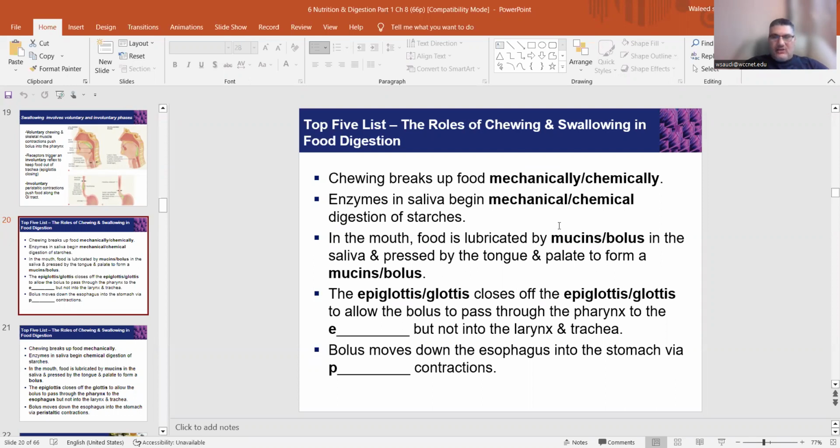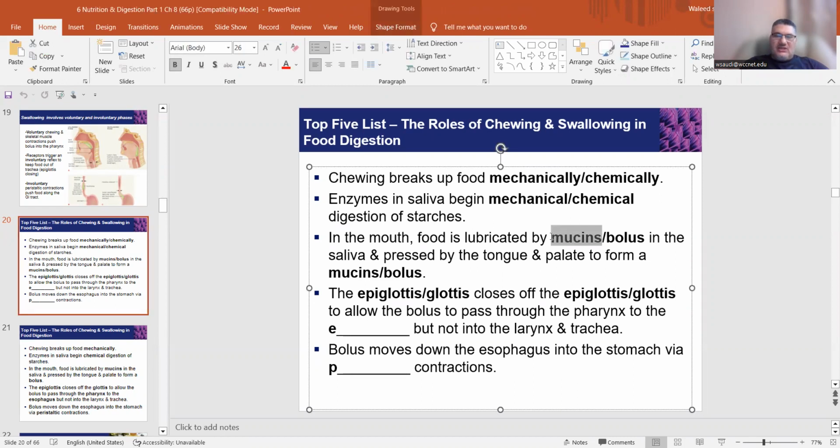Chemical. That's chemical. Yes. In the mouth, lubrication will happen using mucin, which is a mucus secretion. Okay? But what you swallow is a bolus of food.